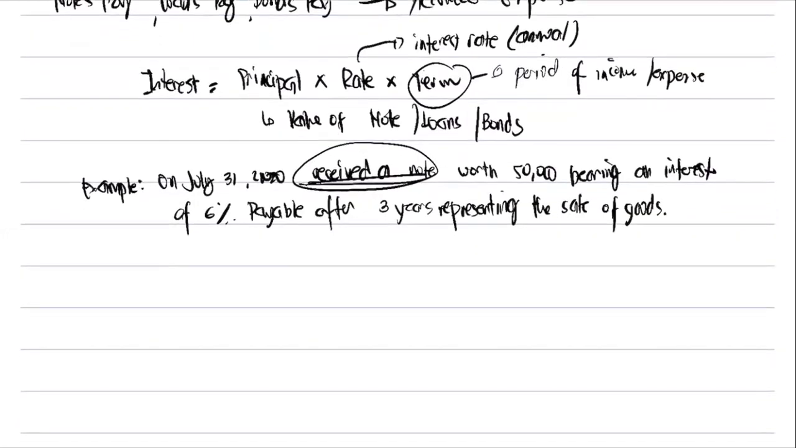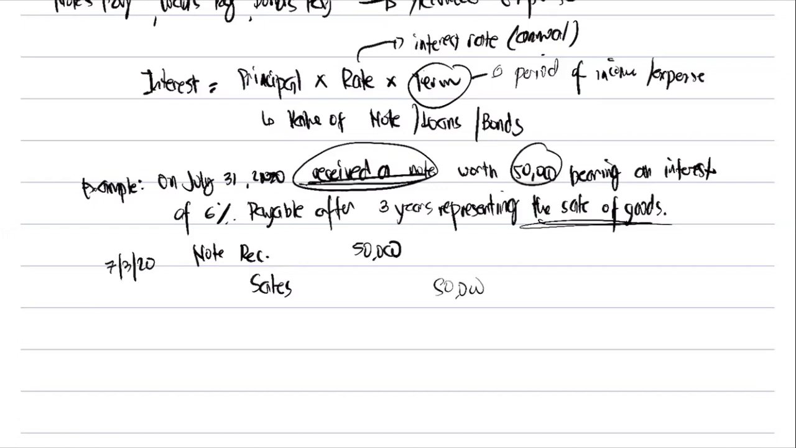Pagka-receive a note, anong meron dyan? So July 31, 2020. We debit note receivable and we credit sales. Why sales? Because representing the sale of goods. So magkano yung note natin? 50,000 pesos. Sir, ano yung 50,000 pesos? Yung 50,000 na yan, yan yung tinatawag nating value of notes or loans or bonds. That is the principal. What is the 6%? This is the interest rate.